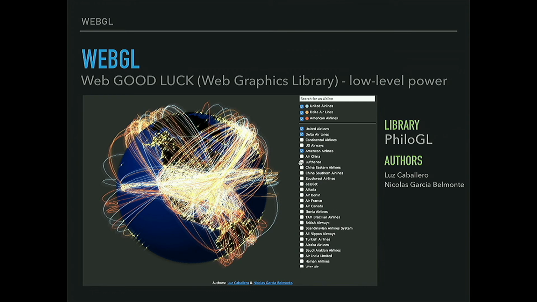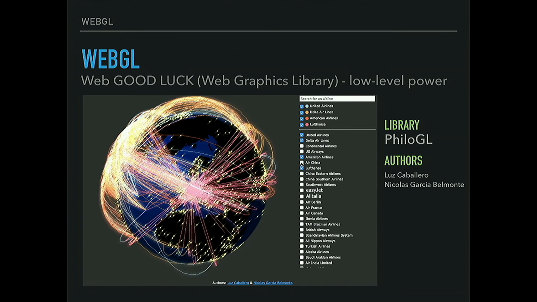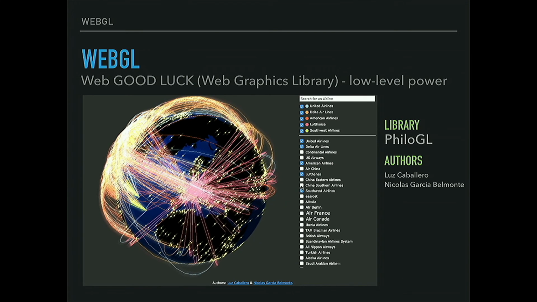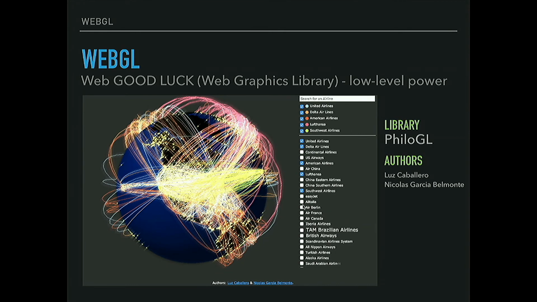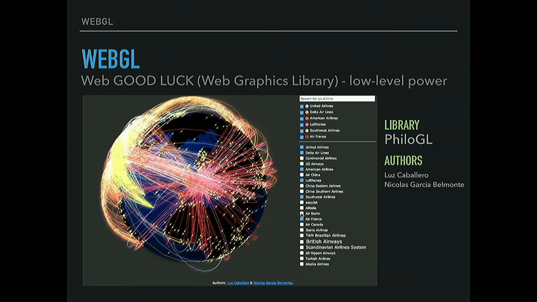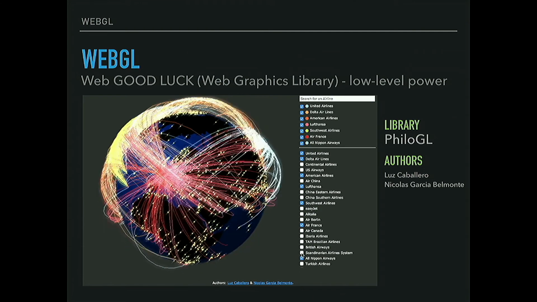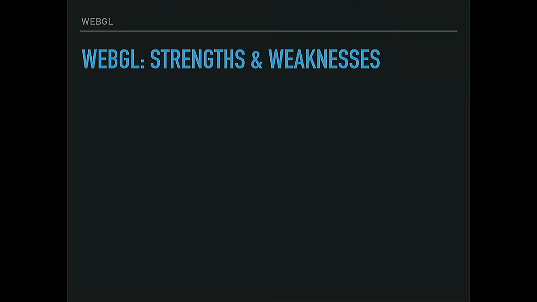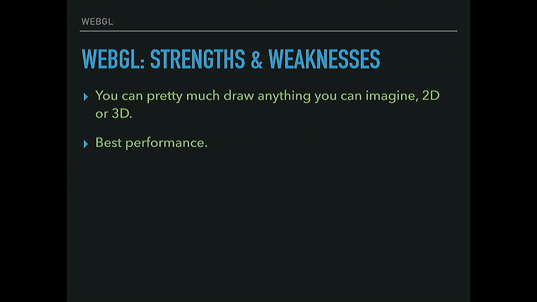Here's a demo of some airline routes all over the world. And when you select an airline, the routes light up and the globe spins around. So WebGL can be useful for data visualization if you've got the right idea to apply it to. So the big strength of WebGL is you can pretty much draw anything that you can imagine in 2D or 3D. It's very performant, utilizes GPU when possible.